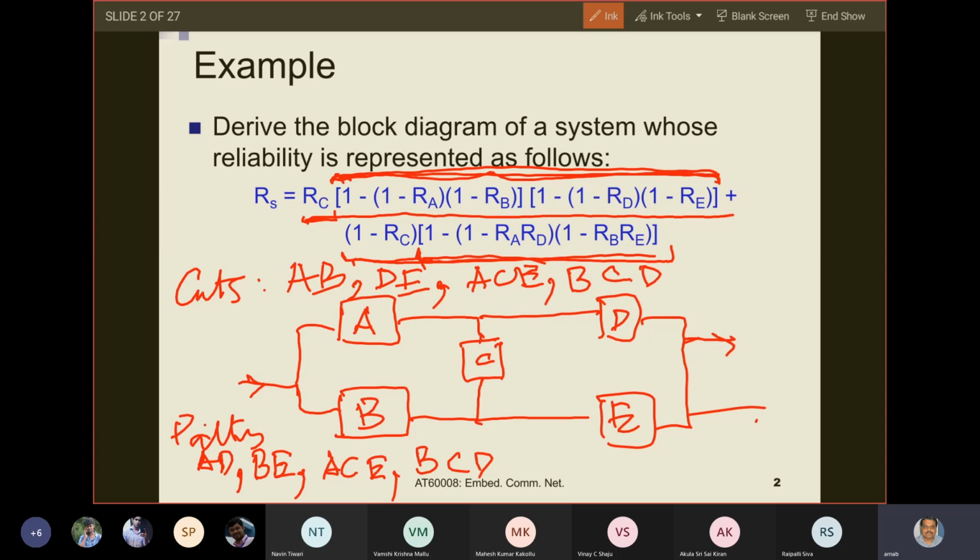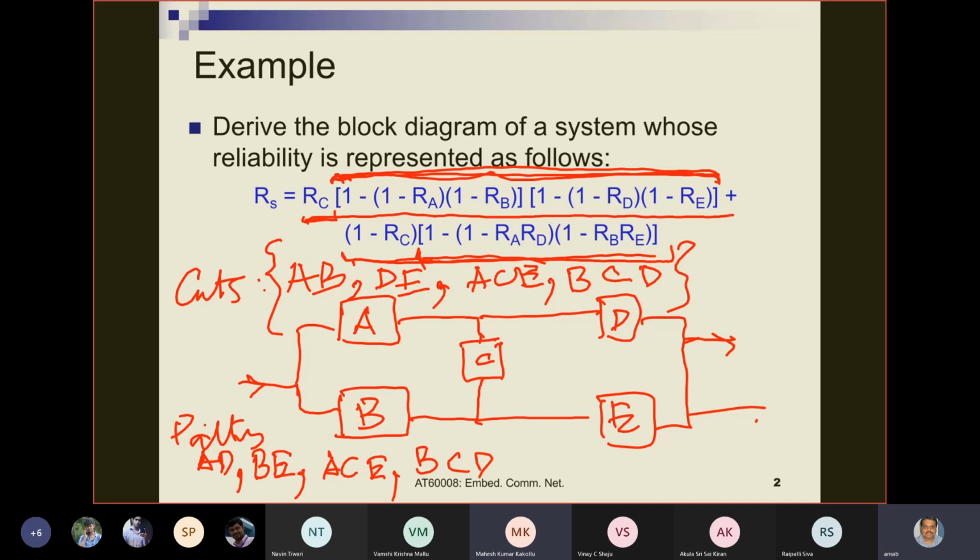Now, given this set of minimal cut sets, we are saying that if any of these cuts fail, then your system will fail. So what are we doing to find out the lower bound on reliability? We are finding the product of the reliabilities of these cuts. Are you with me? Yes, sir. Okay.